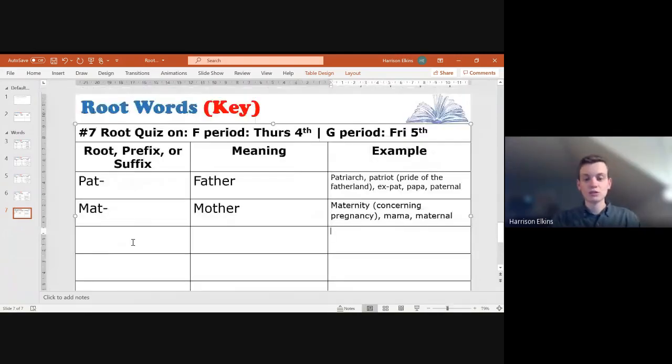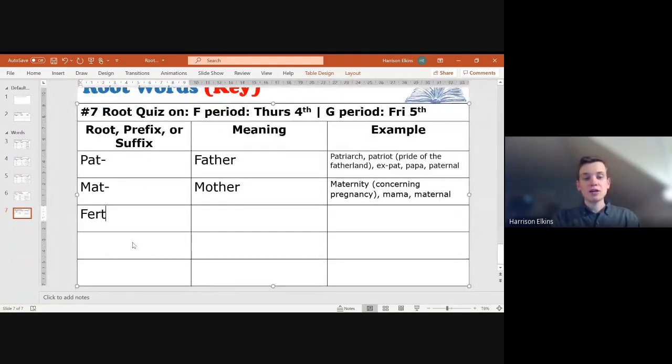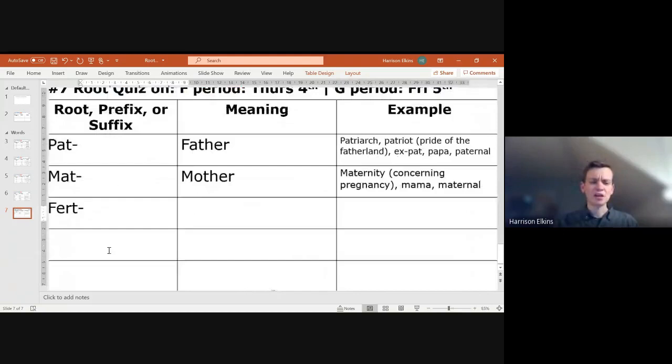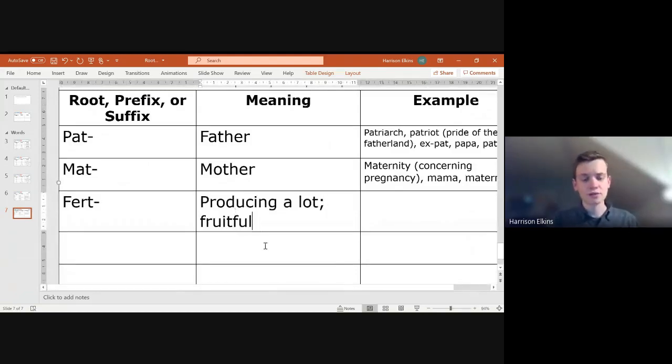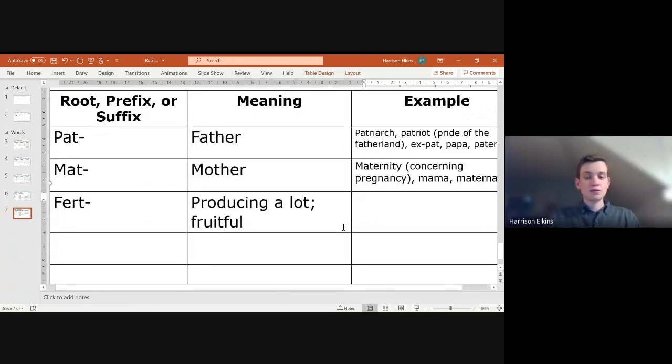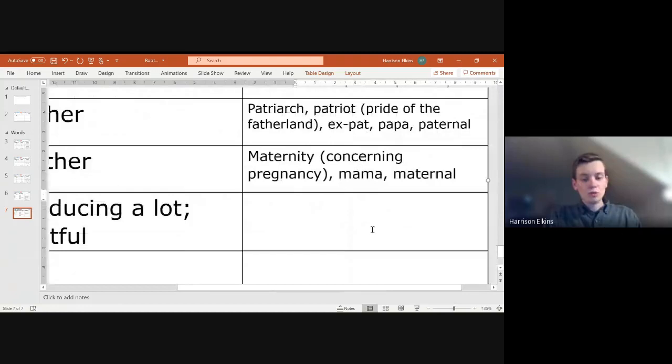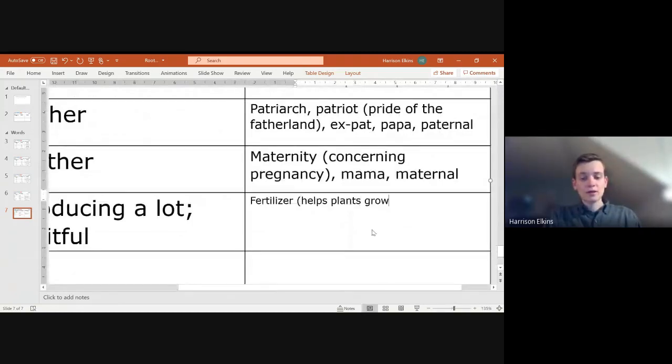Let's go with this next one. It starts with an F, an E, an R, and a T. It's fert. What does fert mean? Fert means producing a lot, or it could just mean fruitful. So write these down. Fert is producing a lot or fruitful. The first one you might think of is fertilizer. Fertilizer helps plants grow. You have a fruitful crop. If you apply fertilizer to the soil, that gives them the nutrients that they need to grow.